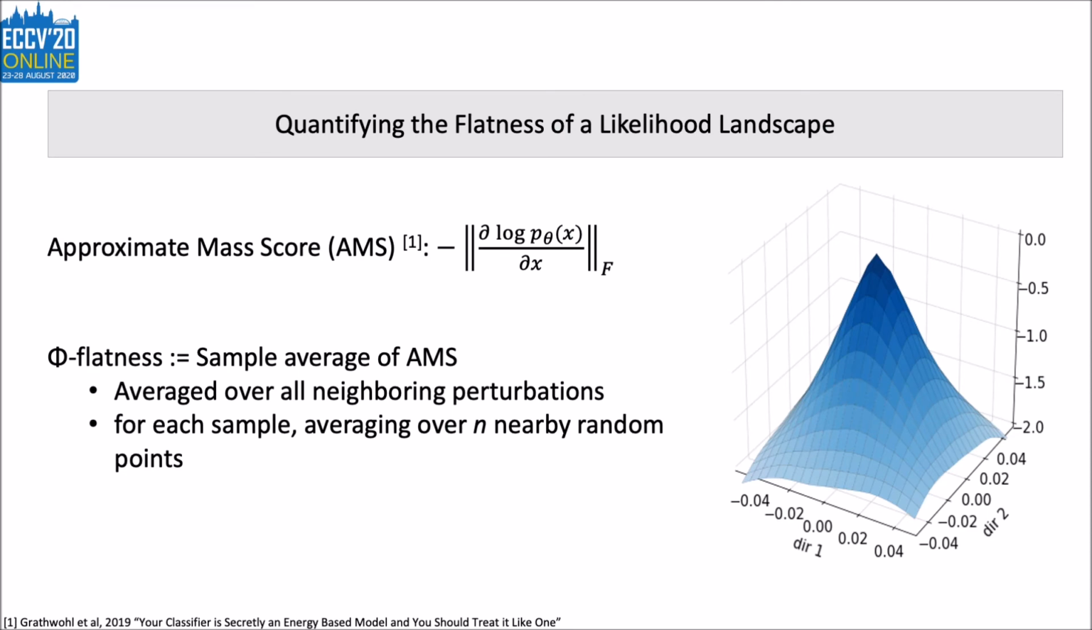Seeing this pattern, we design a way to quantify the flatness of the likelihood landscape of a model by leveraging the approximate mass score. AMS quantifies how the marginal likelihood changes in the immediate neighborhood of a sample. We average a model's AMS near a test example to get a model-level flatness metric noted as phi flatness.